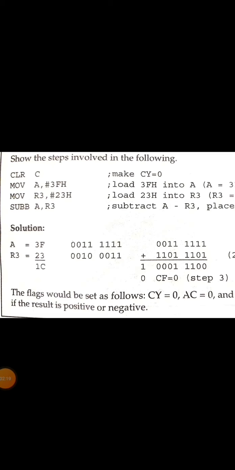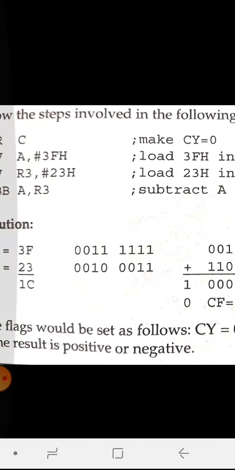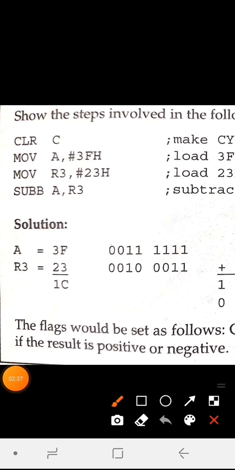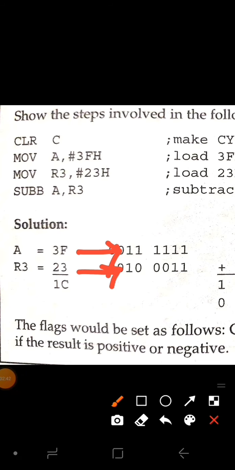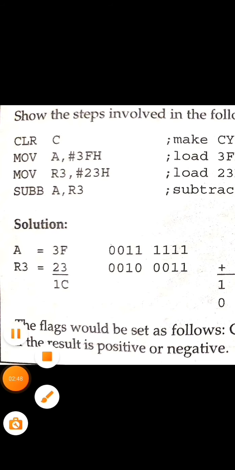Here you can see the first case, when CY is equal to 0. Look at this instruction. First we have done CLR C, that is CY equal to 0. Now we have taken two data, one is 3F and the other is 23. The first step says we have to take the 2's complement of the subtrahend, which is nothing but the source.